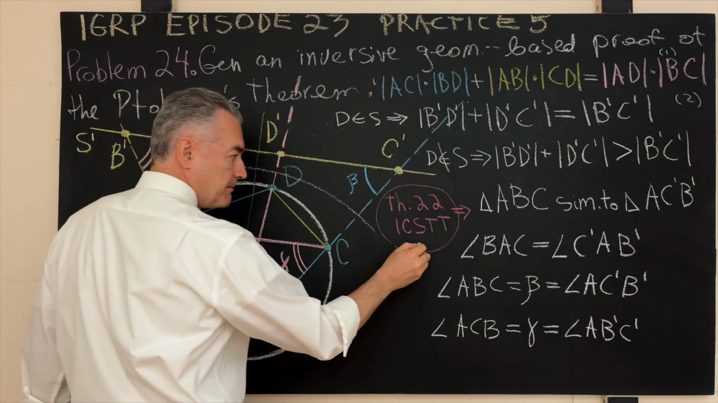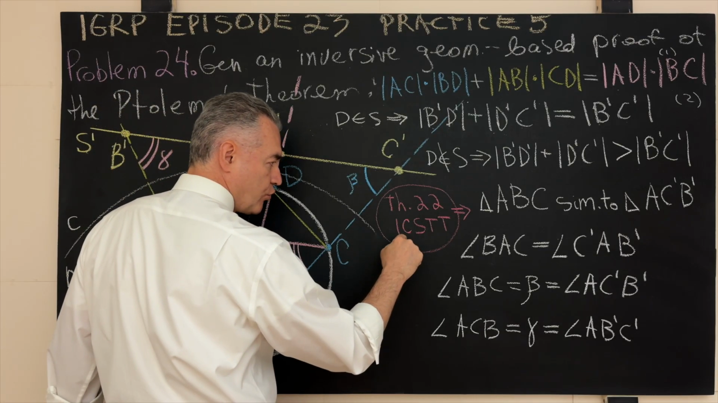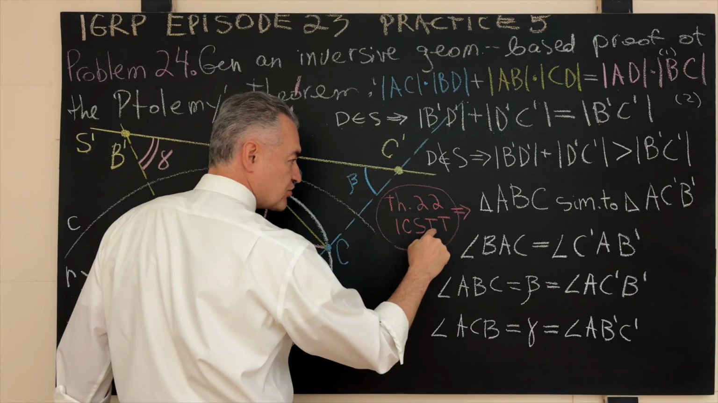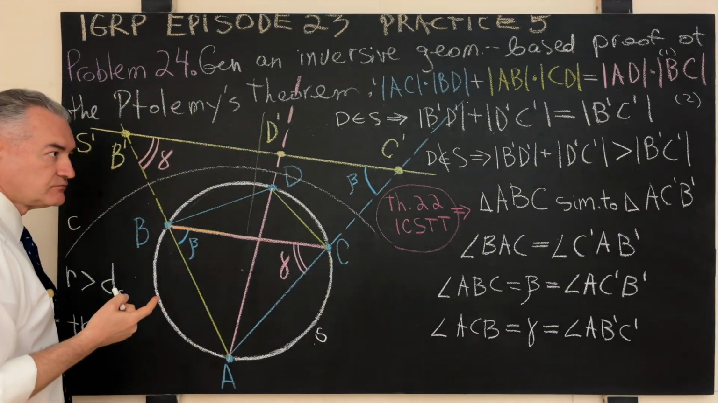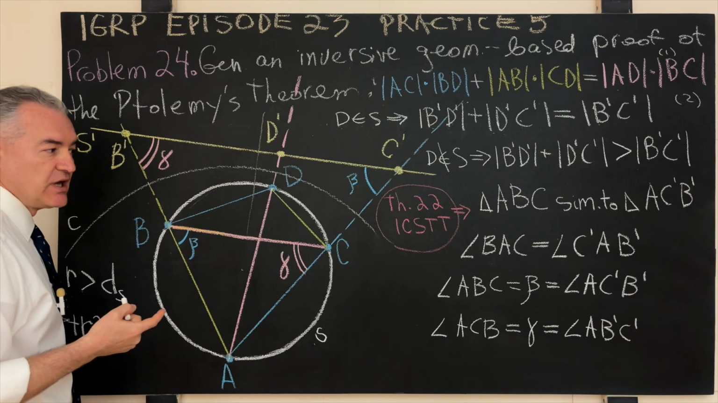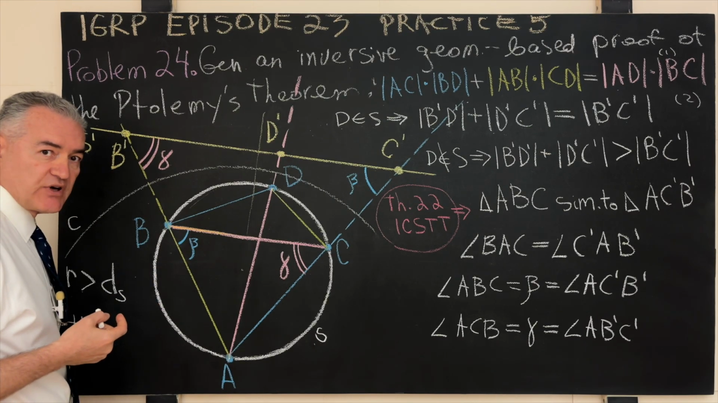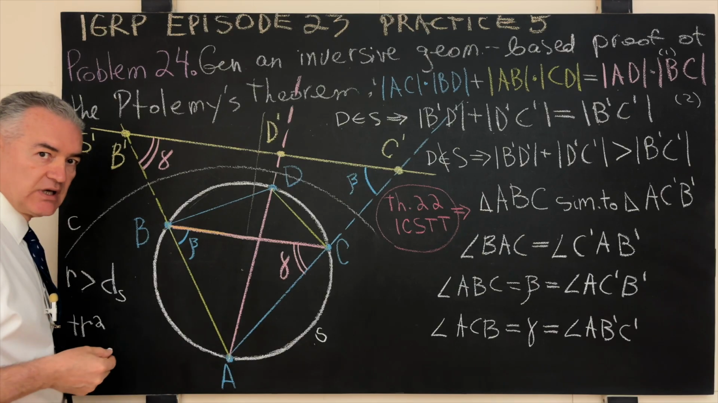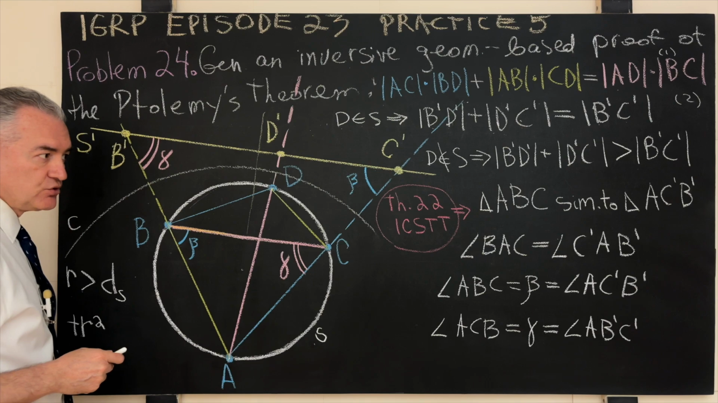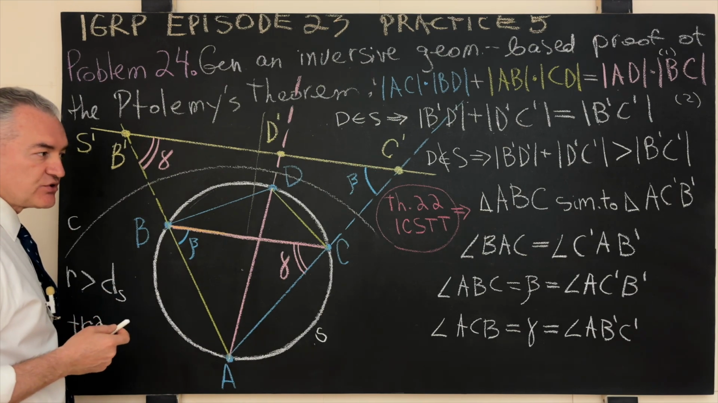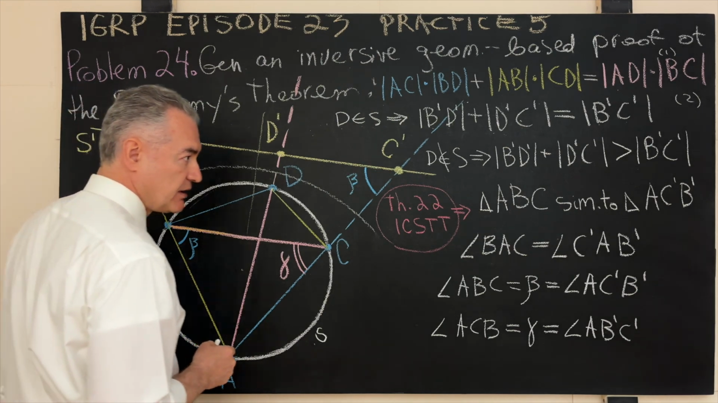And we do it based on the Theorem 22, or inversion in the circle, similar triangles theorem. We'll start with the first pair of triangles. I will go over this pair of triangles in great detail, and I will leave it as an exercise to the viewer to go over the remaining two pairs of similar triangles by themselves.